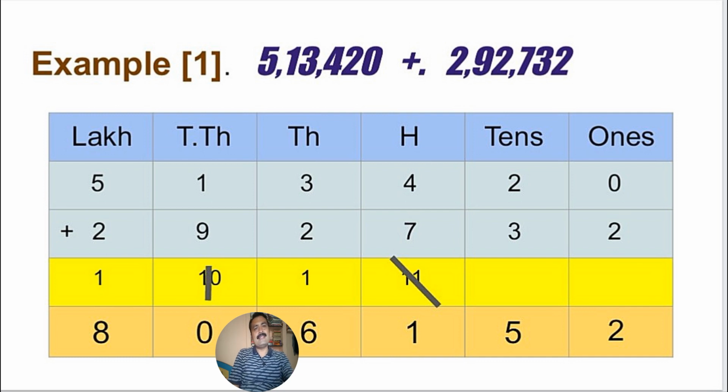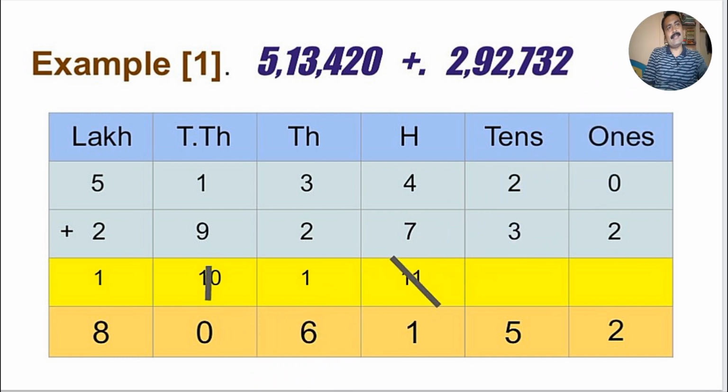From this example we have to see how to do the important vertical arrangement. Both numbers are of 6 digits, so we are taking 6 columns, that is 6 places: ones, tens, hundreds, thousands, ten thousands, lakh. Now the first number we arrange is 5,13,420. After arranging it we take the plus sign, and then we arrange the second number.